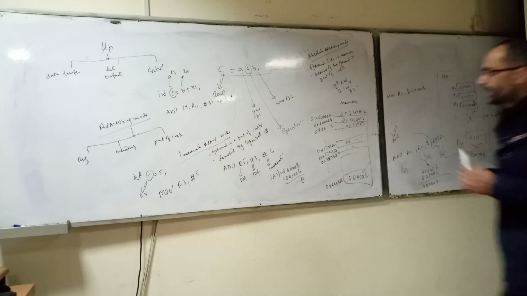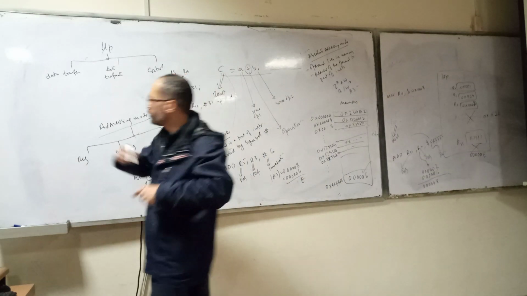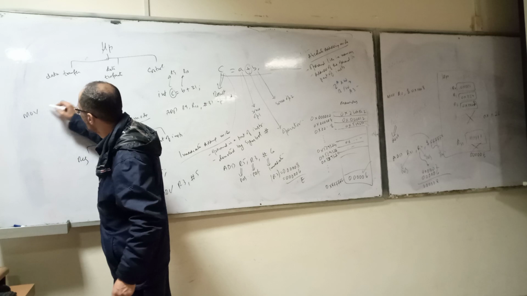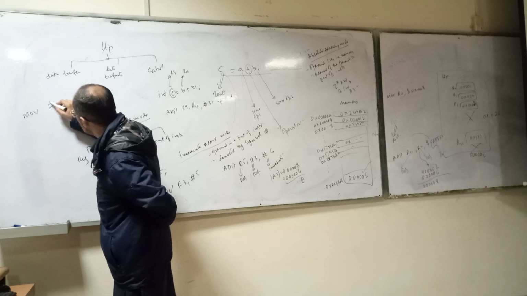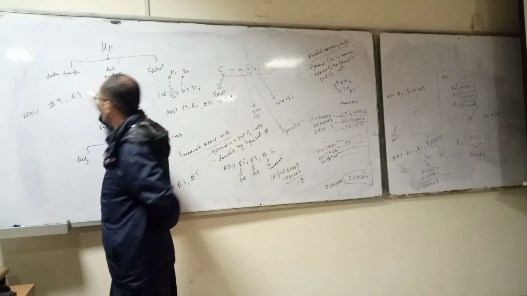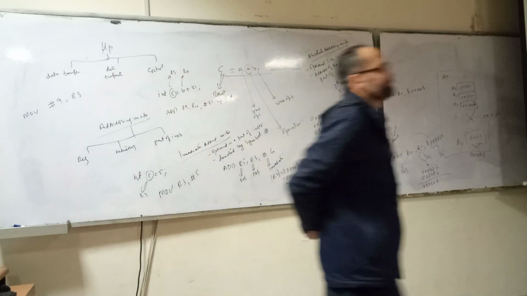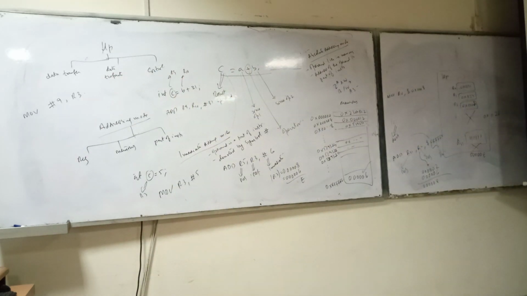Okay, now can anybody let me know, if you do it like this, if you move hash 9 to R3, what will be the output? It should be an error. Why should it be an error? Because the destination shouldn't be a constant value. The destination should be a register value. It can be a register, it can also be a memory location.